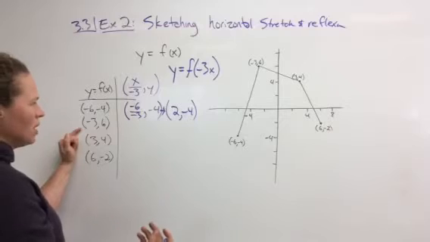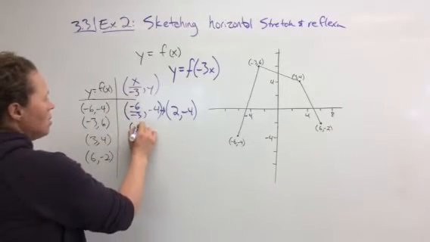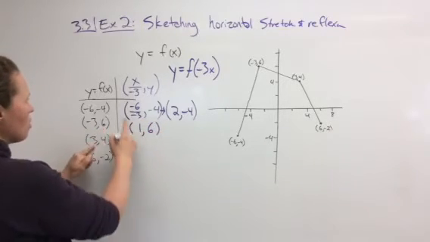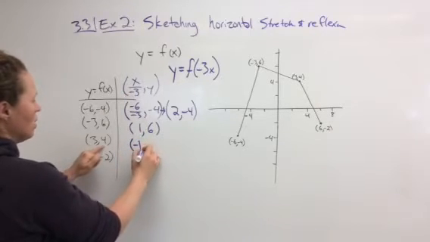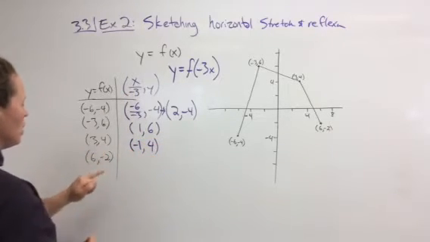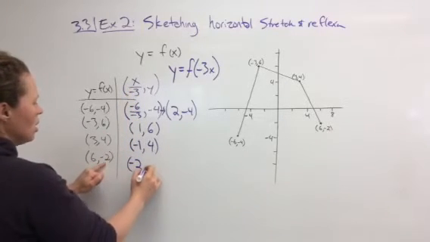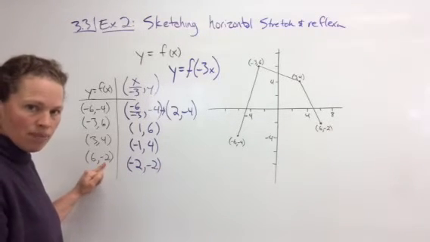Now I'm just going to fill in these ones. -3 divided by -3 is going to give me 1. 6 stays the same. 3 divided by -3 is going to give me -1. 4 stays the same. 6 divided by -3 gives me -2. -2 stays the same because the y is just going to stay the same.